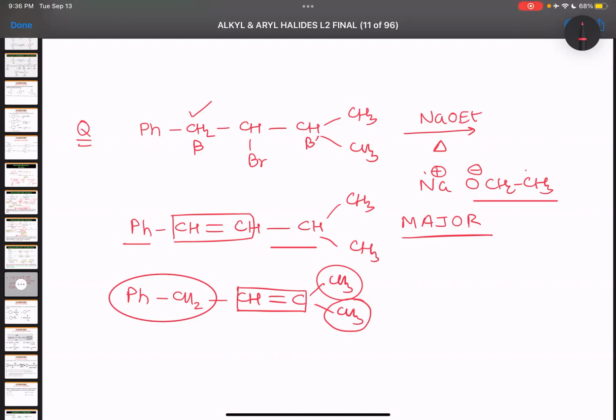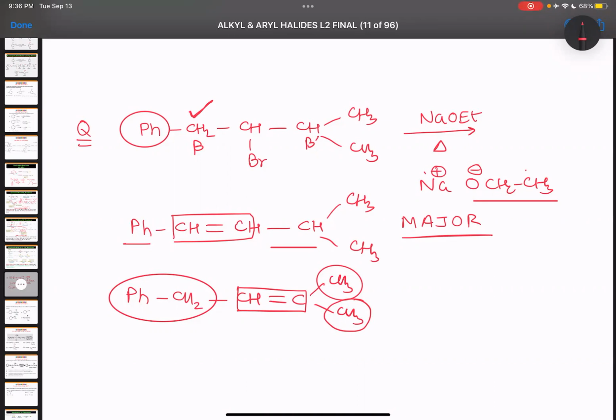Sir, so in actuality, which one should it be? In most of the cases it will work. But suppose you have a phenyl group, a benzene ring, coming, then you should go for the side on which the benzene is connected.